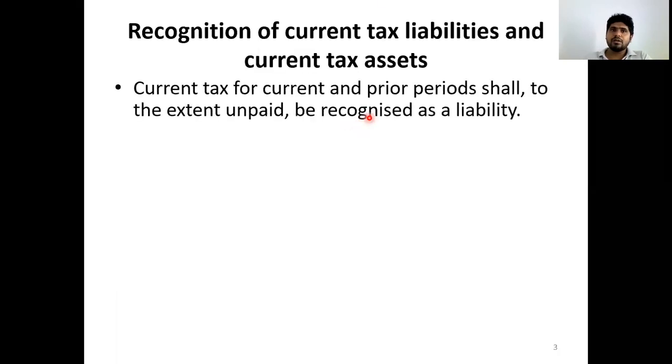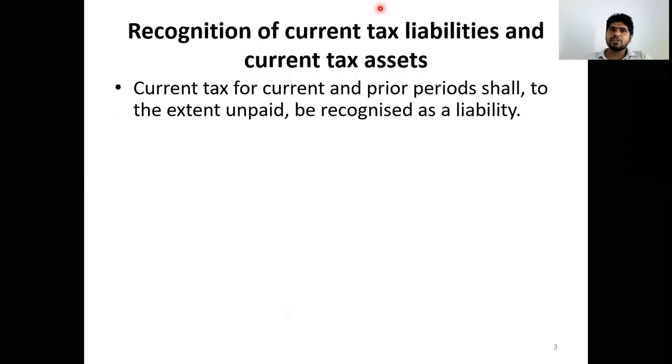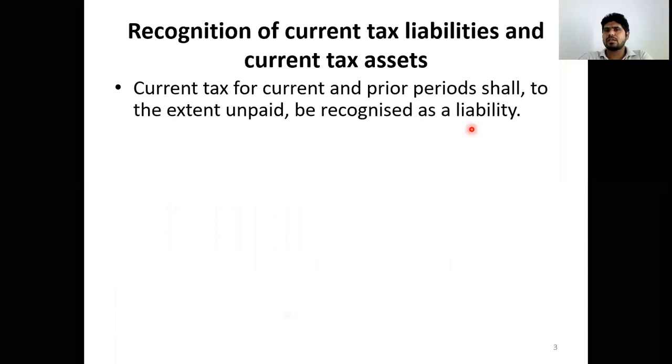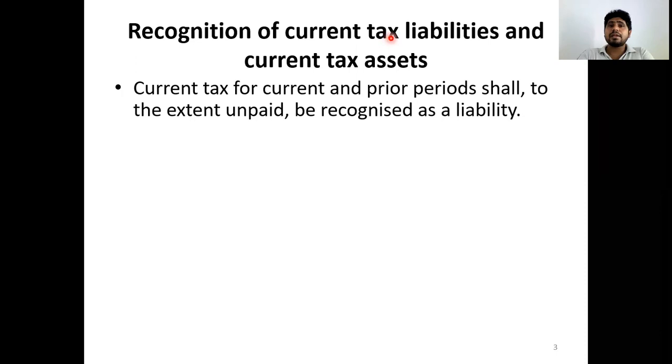Right. Now we'll see the recognition of current tax liabilities and current tax assets. There are two things: tax liabilities and tax assets, right? Normally, when we make profit, we have to pay tax. Until we pay the tax, it becomes a liability.